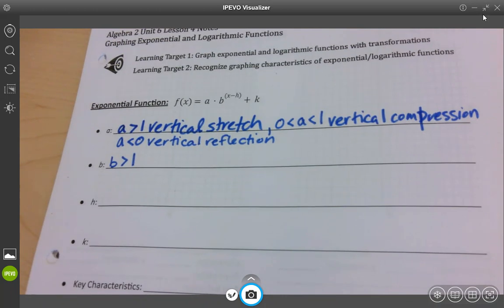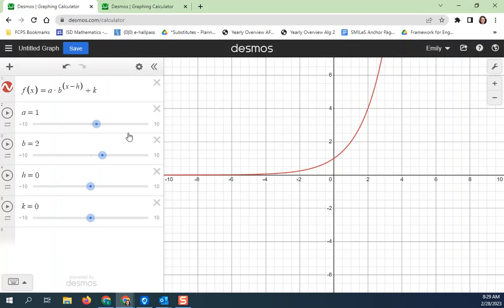Should we look at it? B is greater than 1. So here B is 2. Is that a growth or a decay? Yeah, it's a growth. Good. And as B gets bigger, would you say it's growing less fast or growing more fast?